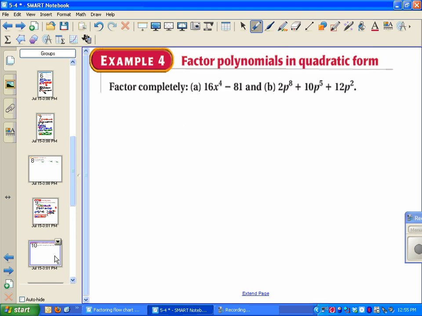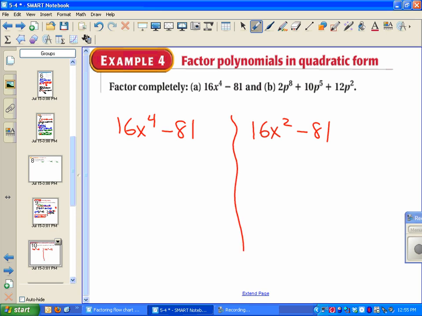It's quadratic form. And you'll see that, let's do 16x to the 4th minus 81, right? This is similar to 16x squared minus 81. So if we do the algebra 1 example first, you might see this is a difference of squares. So what's being squared here is 4x, and what's being squared for the 81 is 9, and our middle term adds up to 0. Okay, so that's the algebra 1 part.